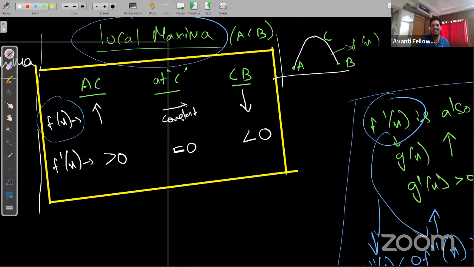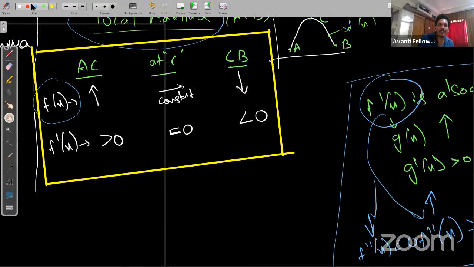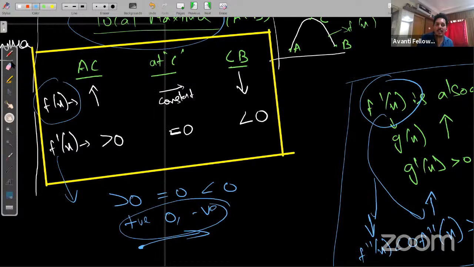Guess simple logic here. It is like a simple game, na? Simple logic. Okay. What I see, look at here, guys. F dash of x: first it is greater than 0, and then it is equal to 0, then it is less than 0. Means positive, 0, and negative. Positive, 0, negative means what is happening here?